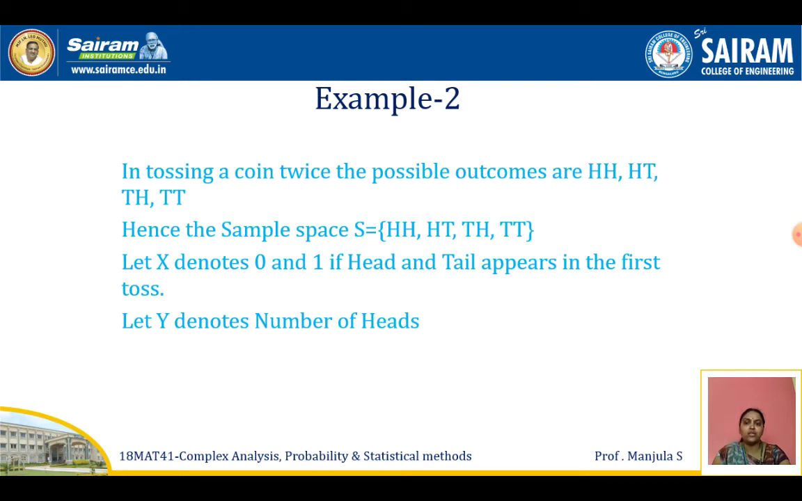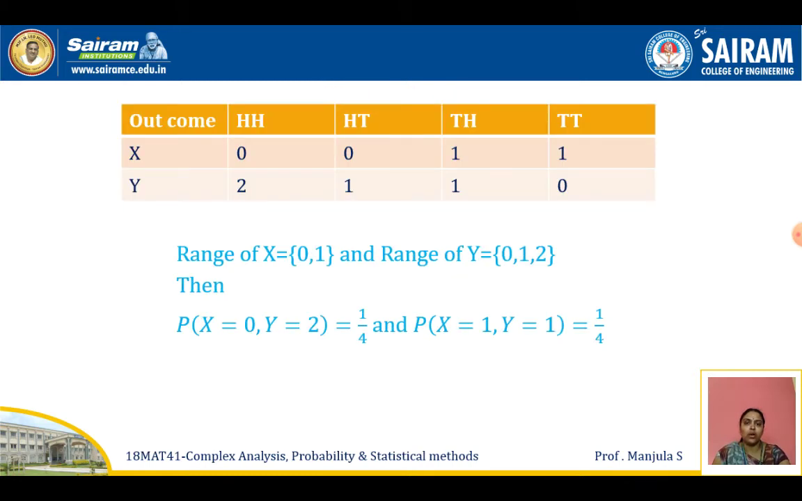Let Y denote the number of heads. So this is the one more example. According to that, now we'll write the x and y values. So the total outcomes will be like this. 4 outcomes will be there: HH, HT, TH and then TT.